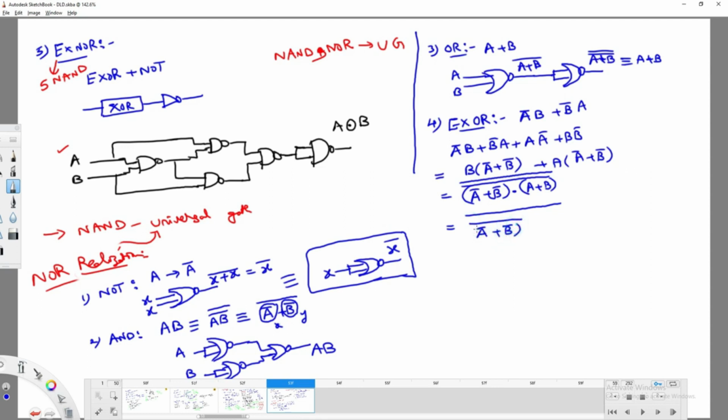a bar plus b bar plus b plus a whole, b plus a whole. That's it, right? Now observe, a complement you get easily using XR, b complement you can get easily using XR. This entire term you are going to get with XR because it is in the form of one NOT gate. And this is OR operation. For this operation, OR operation with complement is XR only, right? So I will try to construct the circuit for this.